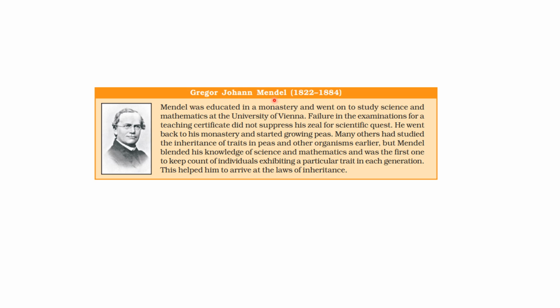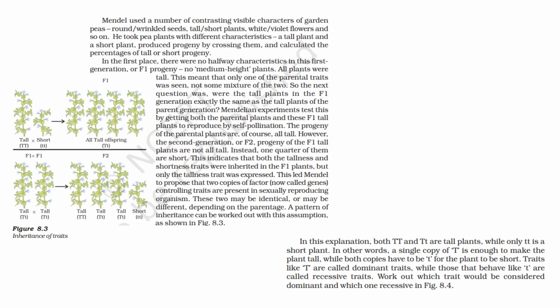So he is Gregor Johann Mendel, right? He gave the experiments which we are going to study, heredity. So Mendel's experiments are very important. इसको हम ध्यान से समझते हैं. So Mendel used a number of contrasting visible characters of garden peas. ठीक है, round या wrinkled seeds, tall या short plants, white या violet flowers, and so on.